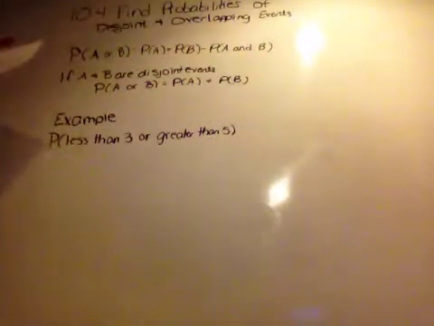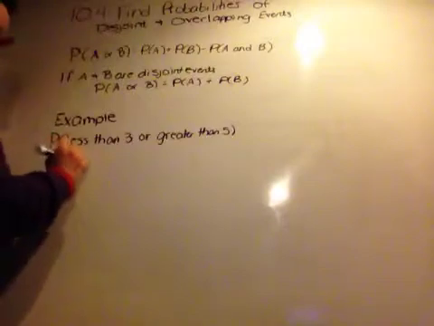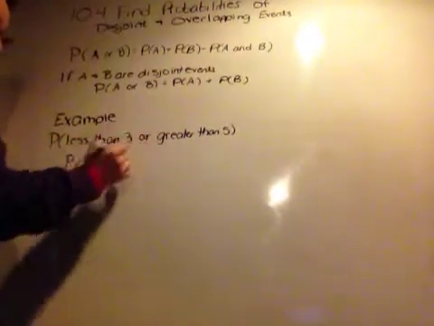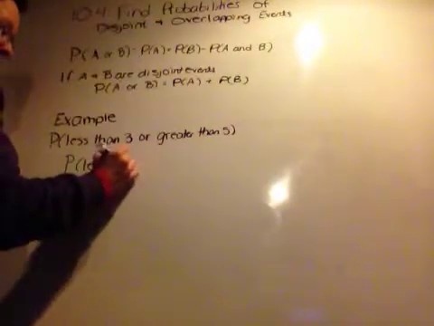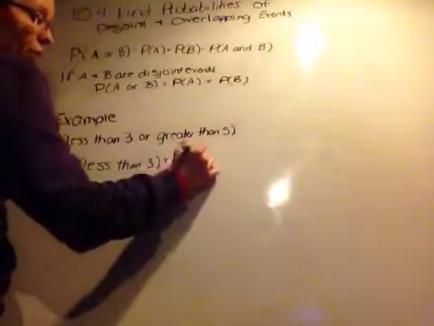So the first example we're looking at is with disjoint events. A 6-sided die is rolled, and we want to know the probability that the number rolled is less than 3 or greater than 5. We're going to follow the disjoint events rule because they don't share any outcomes in common. So the probability of less than 3 or greater than 5 is the probability of less than 3 plus the probability of greater than 5.